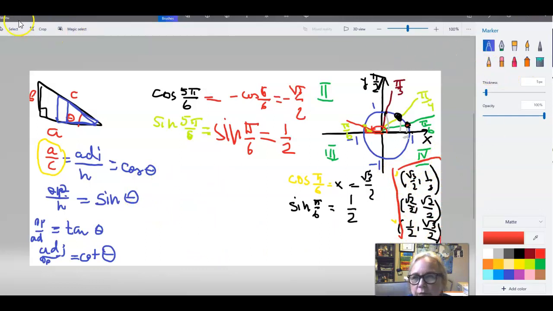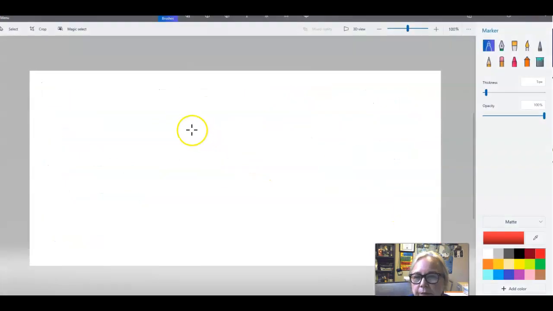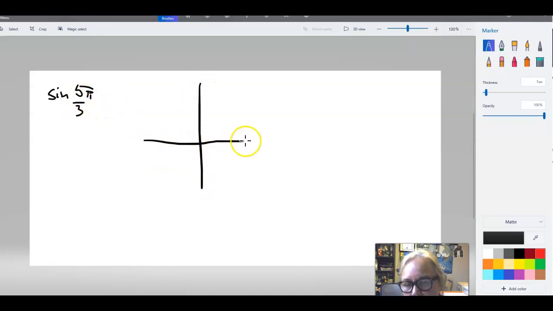Another example. Let me open something new. Let's say we need to find sine 5 pi over 3. So what is 5 pi over 3? If it was 6 pi over 3, it would be a 2 pi angle. So first let's find this angle.